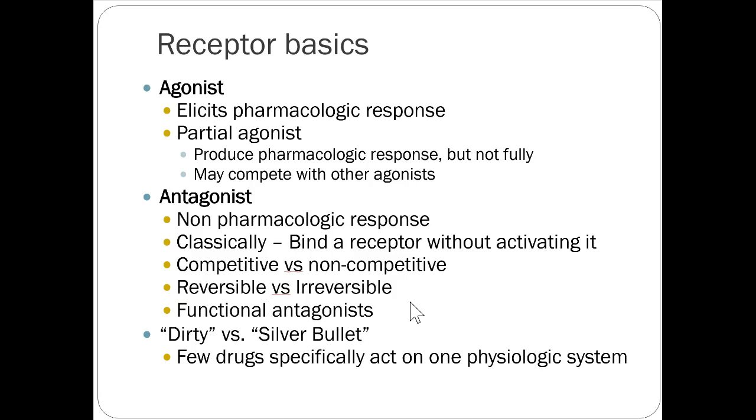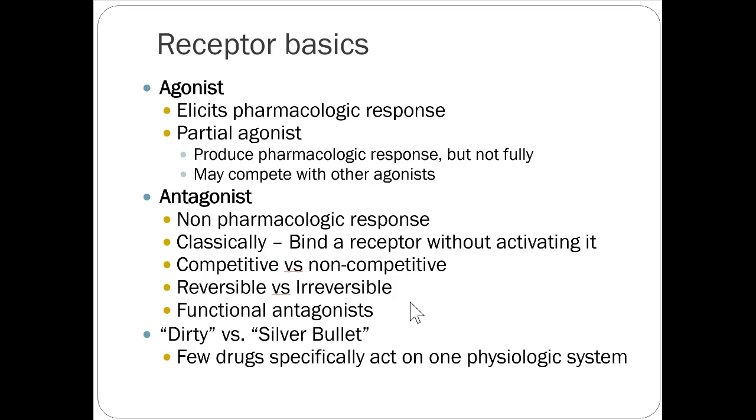My last bullet point on this slide is dirty versus silver bullet. The one really important thing to say is that there are very few drugs out there that really just act in one physiologic system. They're mostly going to have unintended consequences, or what we call side effects. That's where we get things like, well, I take this drug for my depression, but it makes my mouth really dry and causes constipation. Obviously we didn't design the drug with the intent of giving you constipation or dry mouth. It just happens to be a side effect because it acts in the GI tract on cholinergic receptors, as an example, which we'll talk about later in the course.